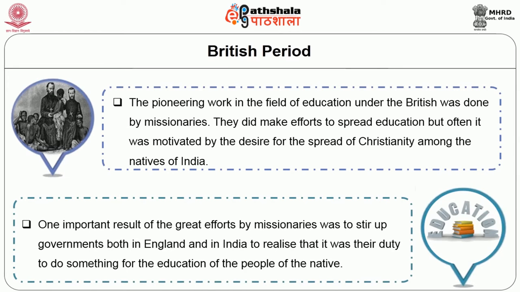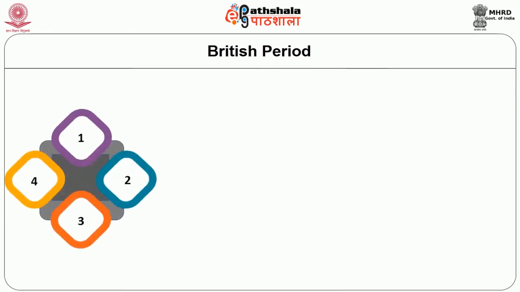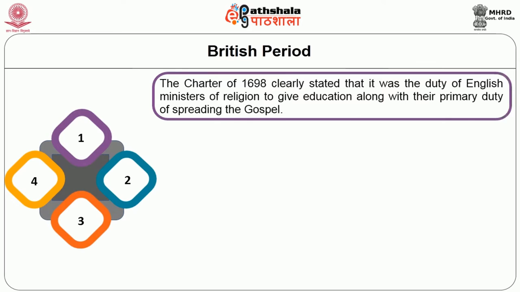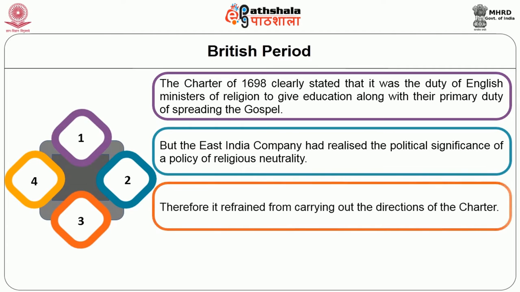One important result of the great efforts of the missionaries was to stir up governments both in England and India to realize it was their duty to do something for the education of the native people. In 1698, the charter clearly stated it was the duty of English ministers of religion to give education along with their primary duty of spreading the gospel. But the East India Company had realized the political significance of a policy of religious neutrality and therefore refrained from carrying out the directions of the charter.